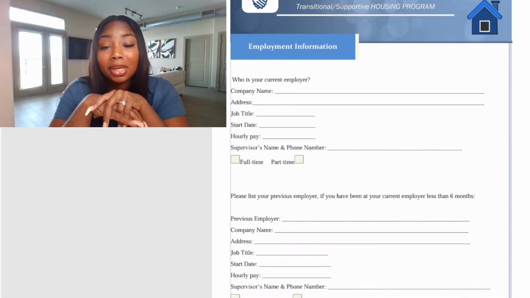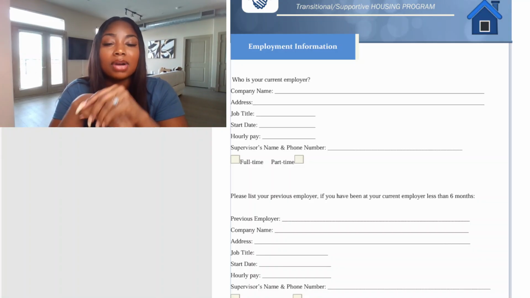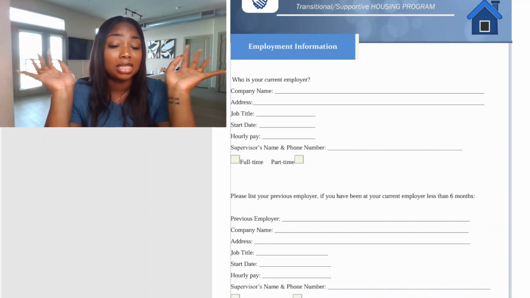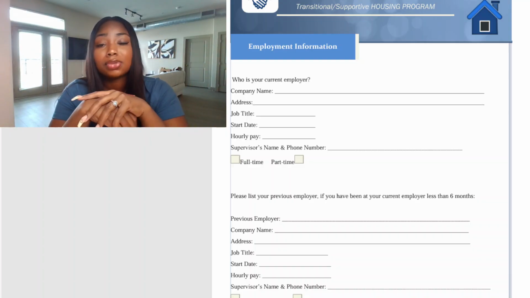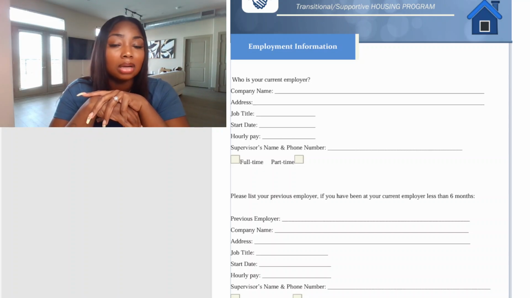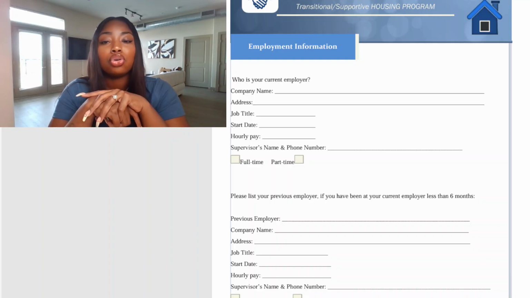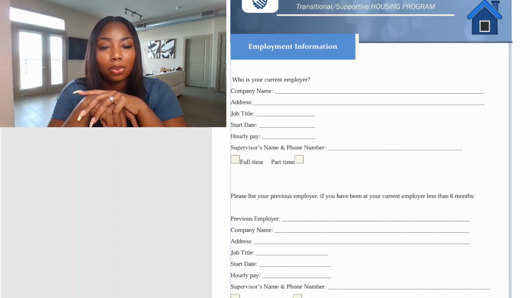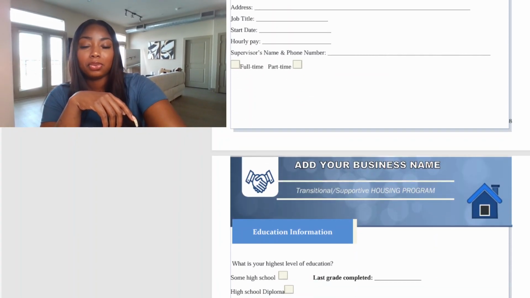Next page, we're going to employment information. It is okay if residents pay you out of their employment. If you feel like you do not want to accept residents that pay you out of their employment, that is absolutely fine, but just know that you could be leaving money on the table. A lot of people are afraid to accept residents who pay through their employment. What you can do is set them up on auto pay. Okay? So let's just get that employment information.